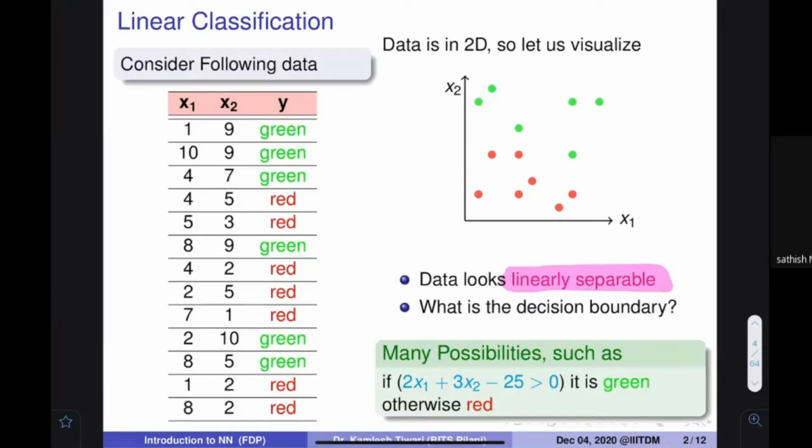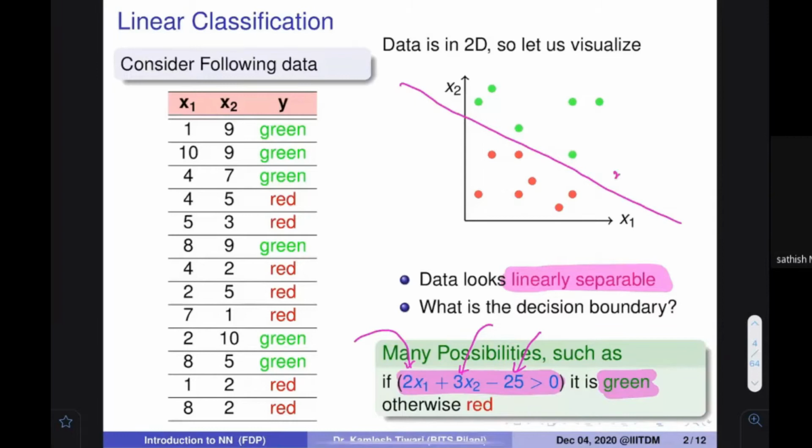So let's assume that somebody gives me this equation: 2x1 plus 3x2 minus 25 greater than 0. Then it is green, otherwise it is red. How to find out these values is again our task, and we will discuss it in much detail. Let's assume somebody gives me these parameters: 2x1 plus 3x2 minus 25. This is the equation of the line.